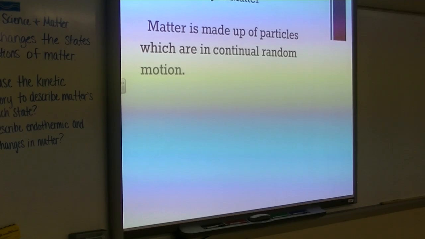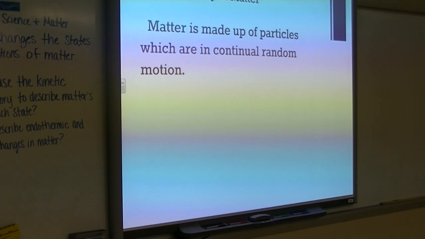Okay, so kinetic theory of matter, or the kinetic molecular theory, which is what I told you to write down, is that matter is made up of particles which are in continual random motion. Okay? Matter is made up of particles which are in continual random motion. So what that means in terms of our essential question is what happens in each state of matter with the particles, okay?